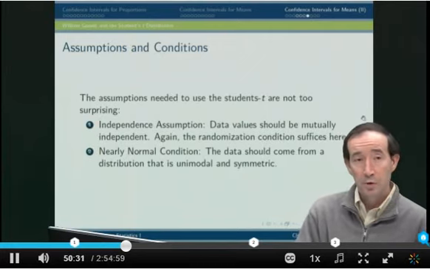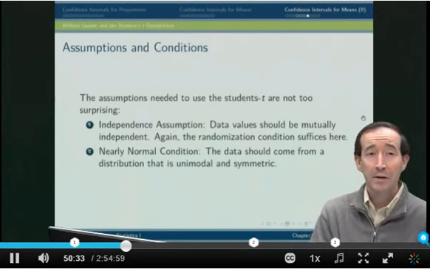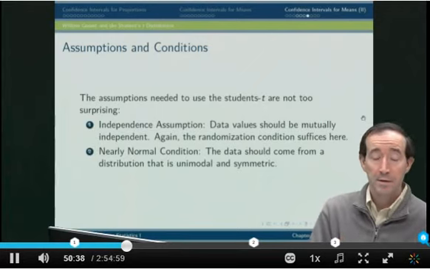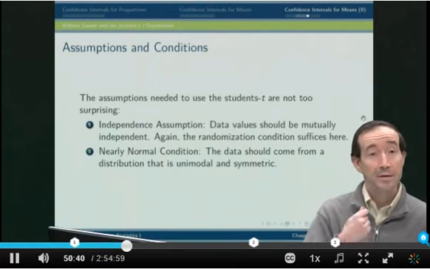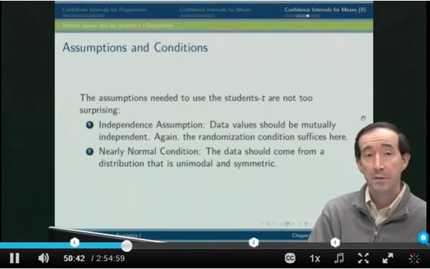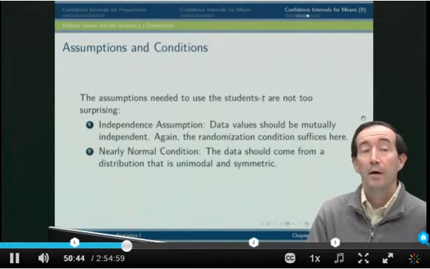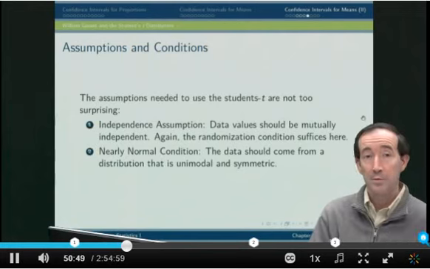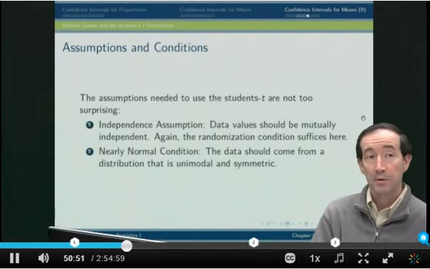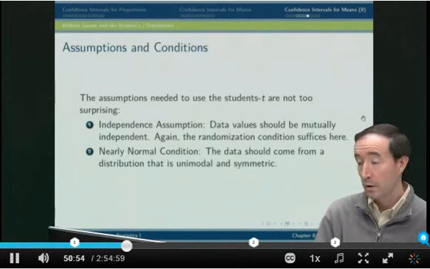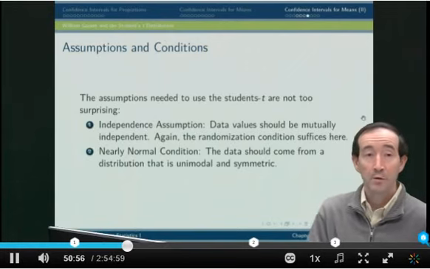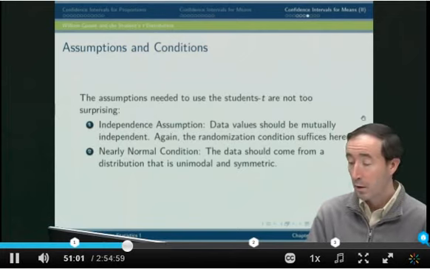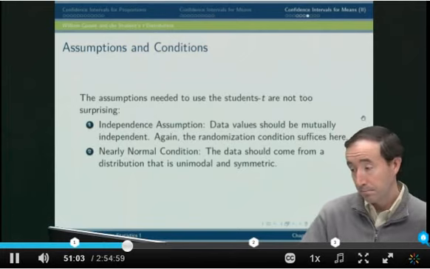In the case of a t-distribution, all we need is a nearly normal condition. Because we're possibly working with small sample sizes, and we're also using a sample standard deviation to estimate the population values, we need a roughly normal distribution. So if you look at a distribution of the population values, you need that to look roughly normal. And roughly in this case essentially means, is it unimodal and symmetric? And if so, I'll call that good enough in this class. So that's the nearly normal condition.